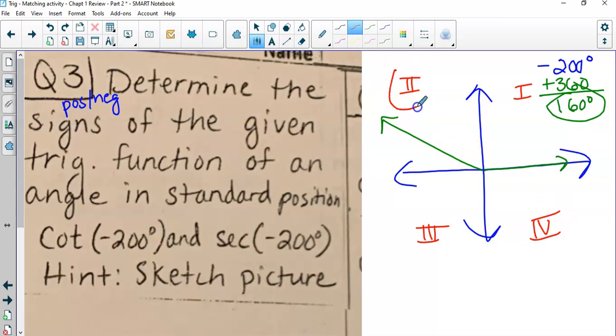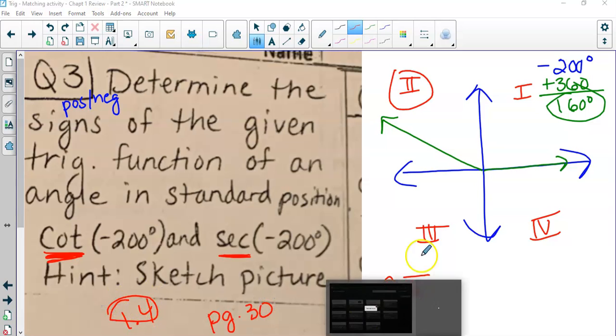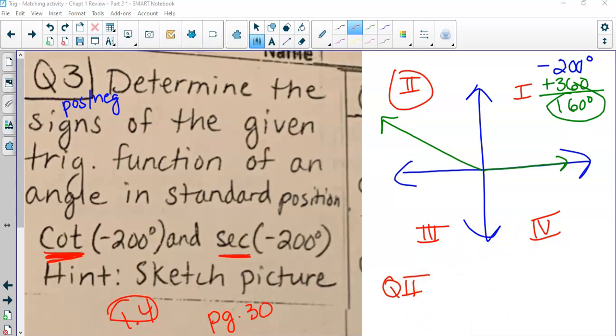And in this case, you can see that this angle will be in quadrant 2. So we're working with quadrant 2. Okay, so what we need to do is figure out what you know about the cotangent and the secant in quadrant 2. So I'm going to look this up in the book in section 1.4, which is actually page 30. I need to figure out what cotangent and secant are in relation to quadrant 2.